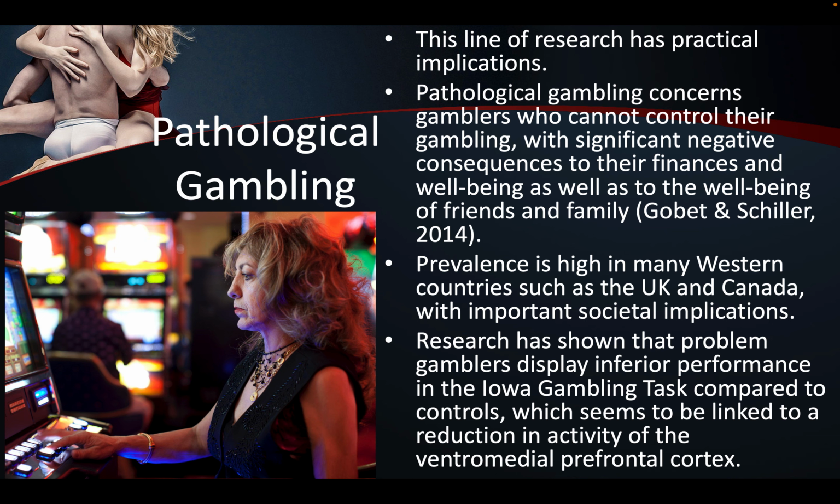Prevalence is high in many Western countries, such as the UK and Canada, with important societal implications. Research has shown that problem gamblers display inferior performance in the Iowa gambling task compared to controls, which seems to be linked to a reduction in activity of the ventromedial prefrontal cortex. So what are we talking about here? It is possible that there is prefrontal cortex damage in people that are pathological gamblers. In other words, where did it come from? Potentially it came from a blow to the head, which caused excessive trauma to the individual.